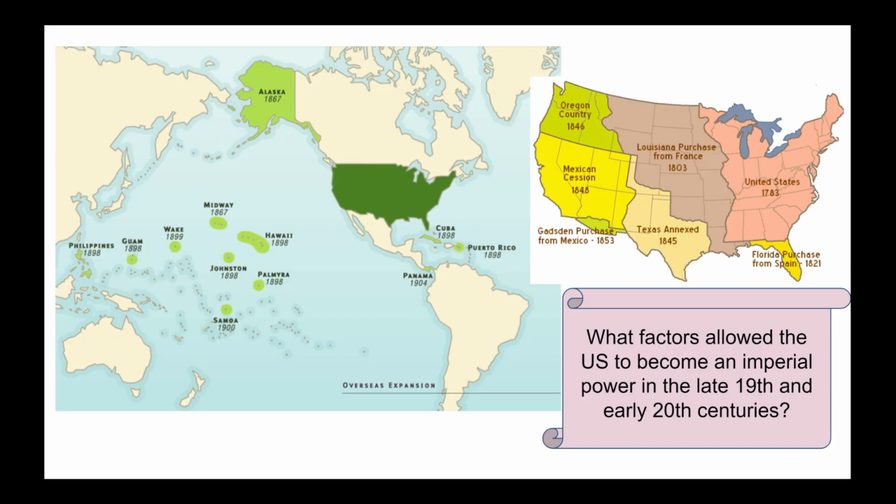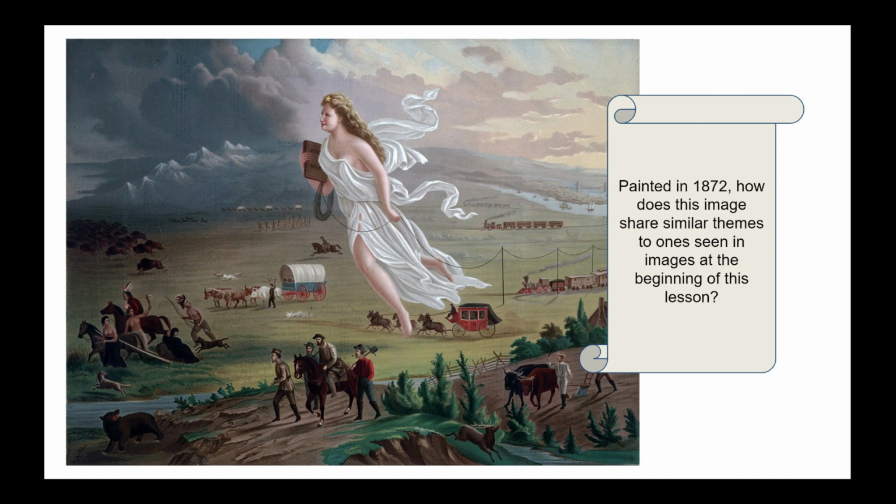Look at the United States. Think about this again. What factors allowed the US to become an imperial power in the late 19th and early 20th century? Okay, really analyze it. Now, this is a famous painting in US history. It was painted in 1872 when the United States is really trying to push their land holdings west. Because by this time, we didn't really own much part of the western part of the United States that we know today.